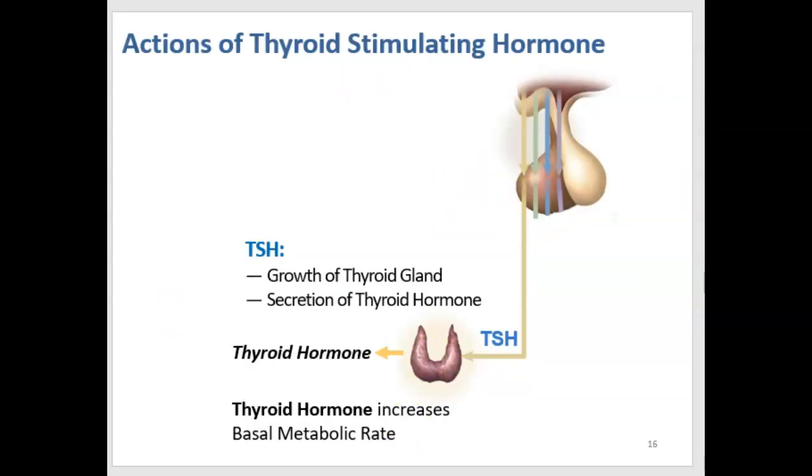So, thyroid stimulating hormone we've seen before from the first endocrine system lecture. TSH from the anterior pituitary causes the thyroid gland to release thyroid hormone. So thyroid hormone increases our basal metabolic rate. And that's by inducing cells to make ATP and to grow and things like that.